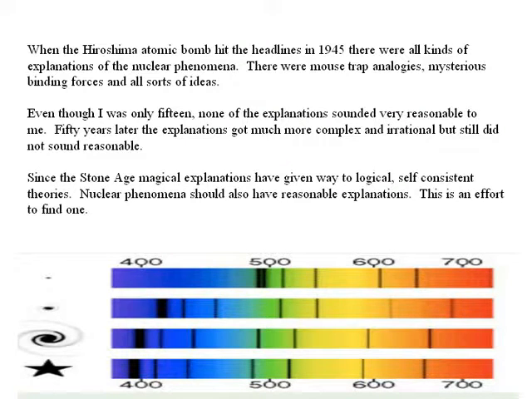When the Hiroshima atomic bomb hit the headlines in 1945, there were all kinds of explanations of the nuclear phenomena. There were mousetrap analogies, mysterious binding forces, and all sorts of ideas. Even though I was only 15, none of the explanations sounded very reasonable to me. Fifty years later, the explanations got much more complex and irrational, but still did not sound reasonable.